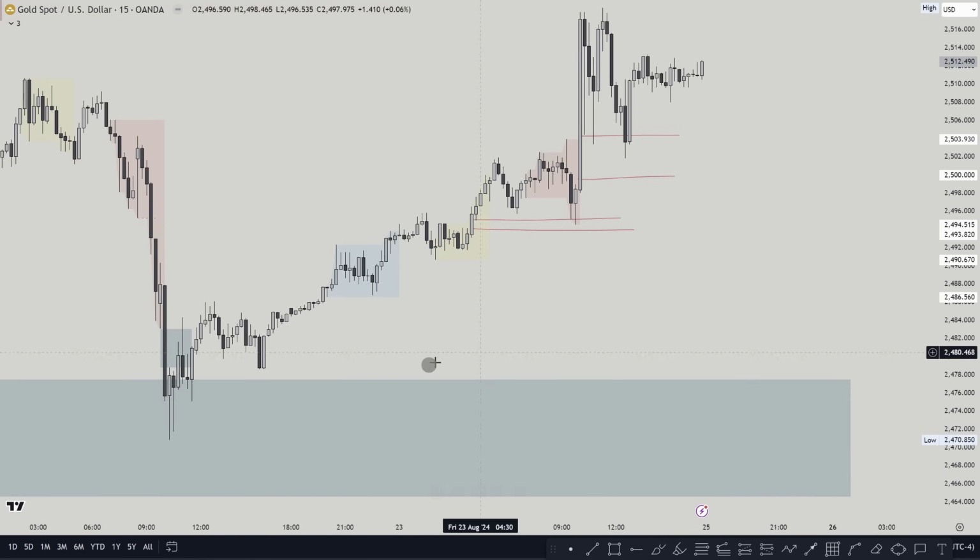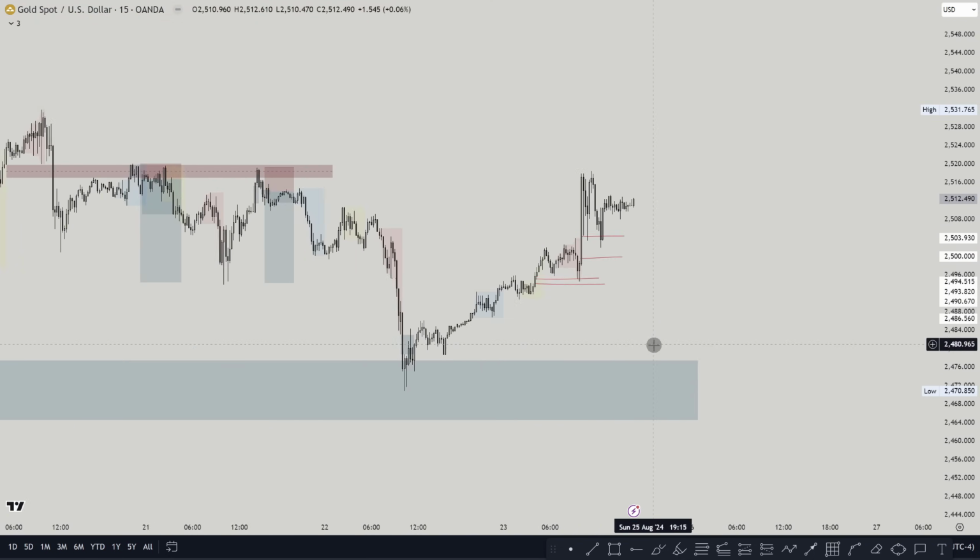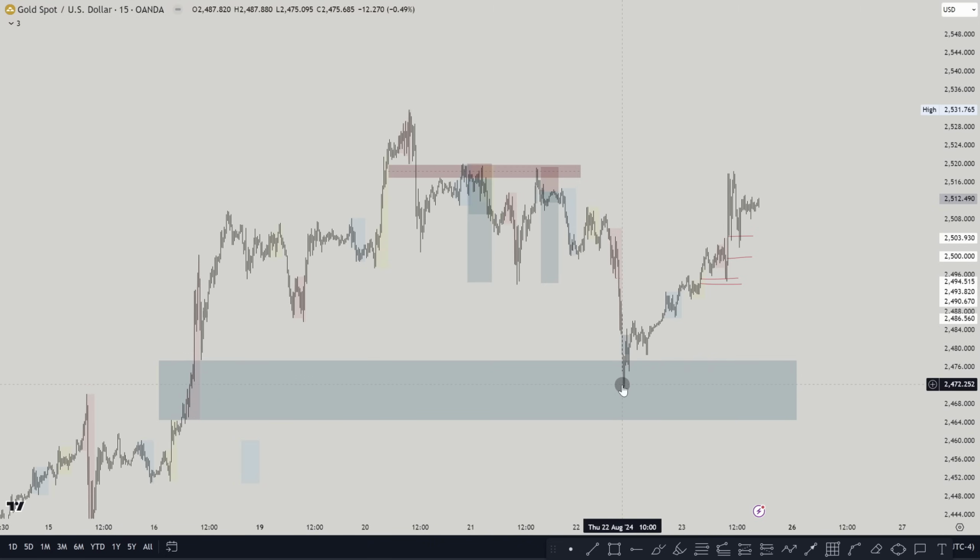Why? Because we're actually part of this 4-hour fair value gap that is very strong, and we need to align the order flow. So you see bullish fair value gap on the higher time frame, we need to look for a bullish fair value gap also, but in the lower time frame. That's the time frame alignment, and that's the importance of the higher time frame.